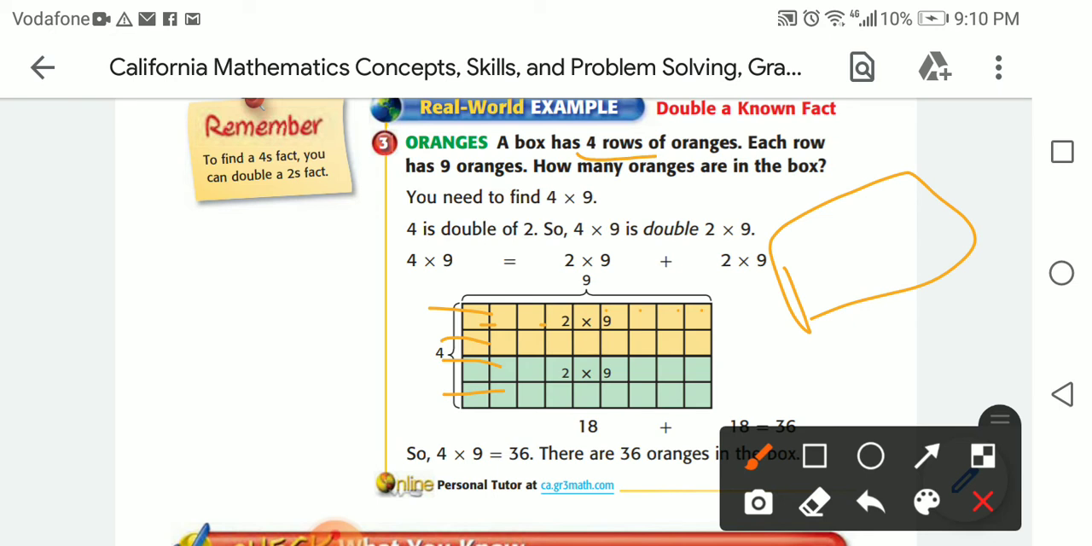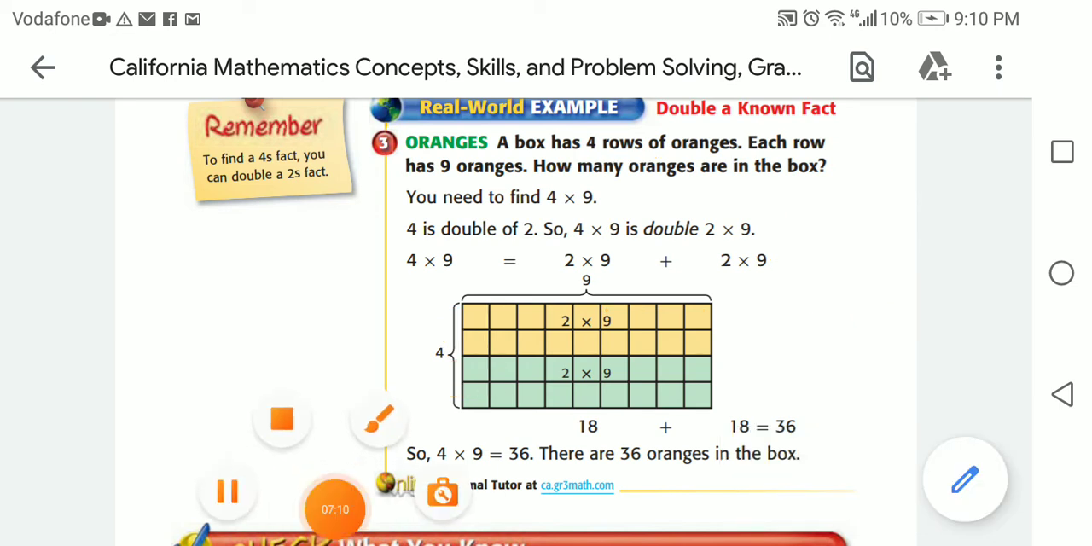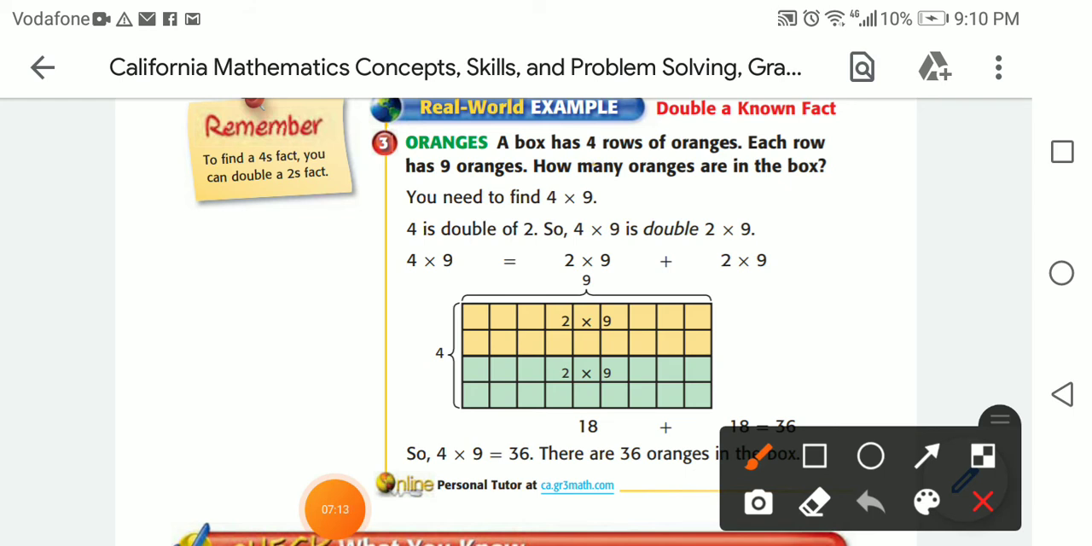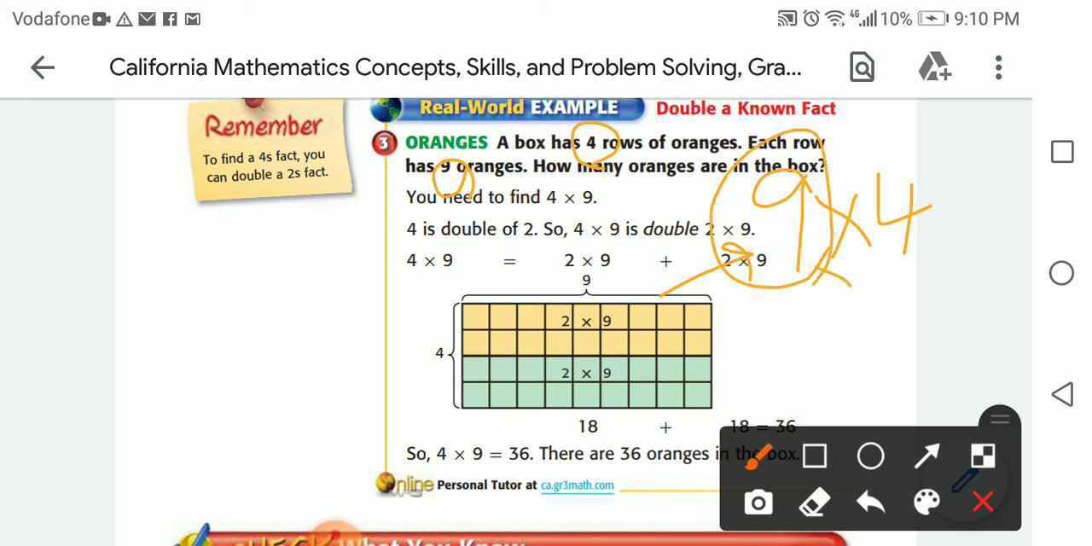Okay, guys. So what I'm going to do, I will have here the 4 and the 9. Take 9 multiplies 4. How can I solve this? Look at the greater number, or the bigger number, which is 9. And tell yourself, 9 here is repeated how many times? 4 times. So I can say 9 plus 9 plus 9 plus 9.